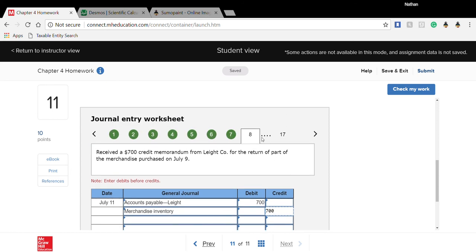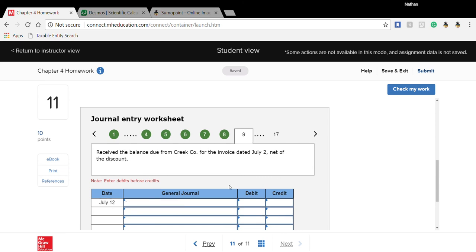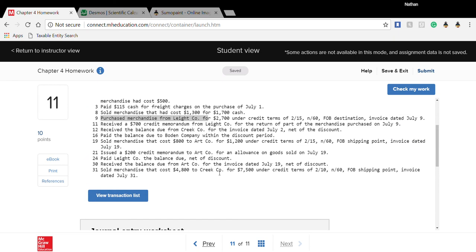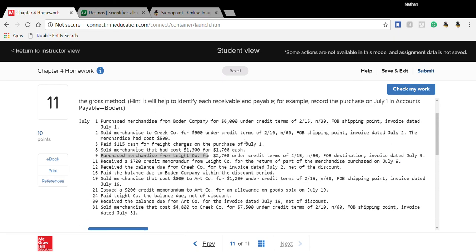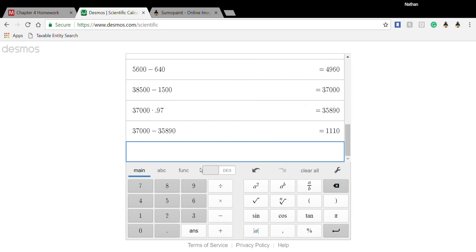Ooh, just chugging along. Alright, number 9. We have received the balance due from Creekco for the invoice dated July 2nd, net of discount. So they automatically tell us there's a discount. Of course, if we check the dates, most likely they are underpaid. So again, 2 for 10. Went from the 2nd. They paid on the 12th. Exactly 10 days. They're good to go. So again, this was only 900 bucks. So we're going to take the 900.